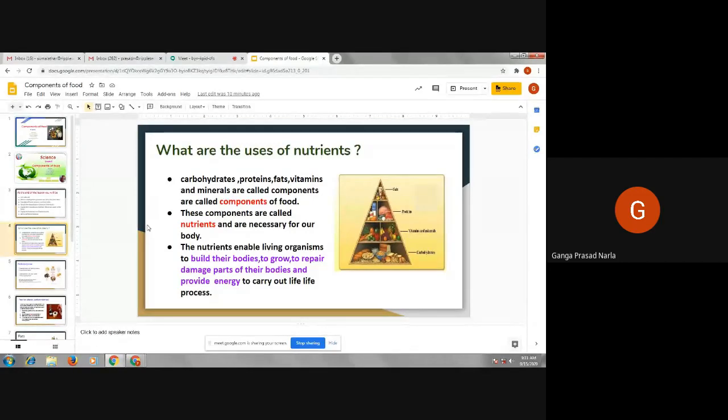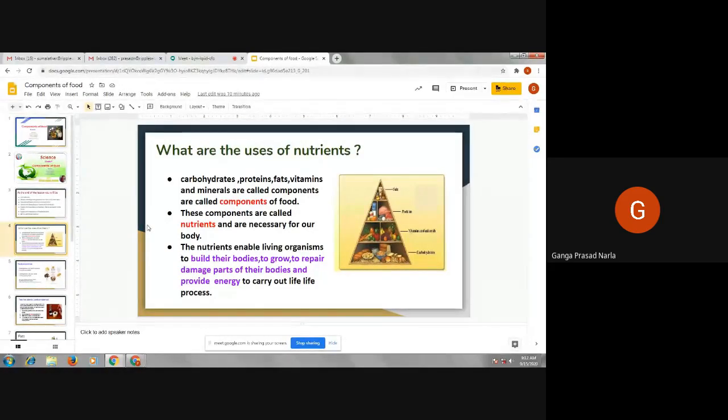See, children, we are eating food daily. Why do we eat daily food? To get energy, right? We get energy from the nutrients. There are different types of nutrients present in food, and every nutrient functions in a different way. Every nutrient is important to our body and works in different body parts. So we are going to learn about carbohydrates, proteins, fats, vitamins, and minerals.